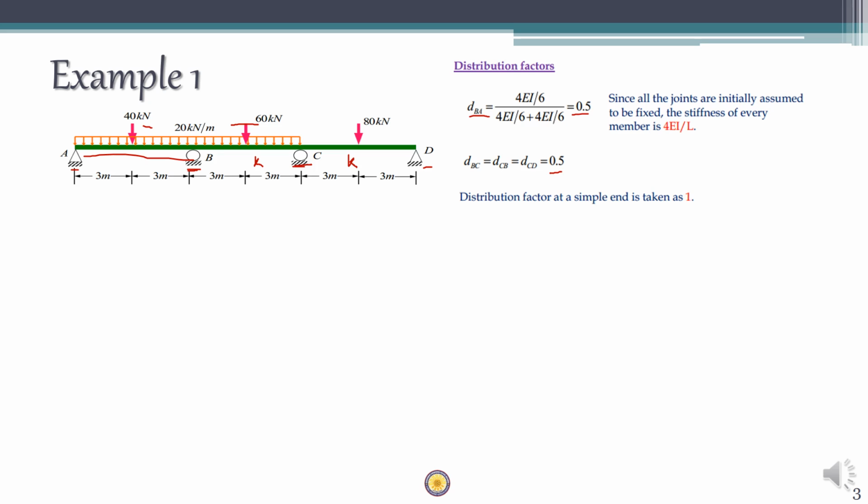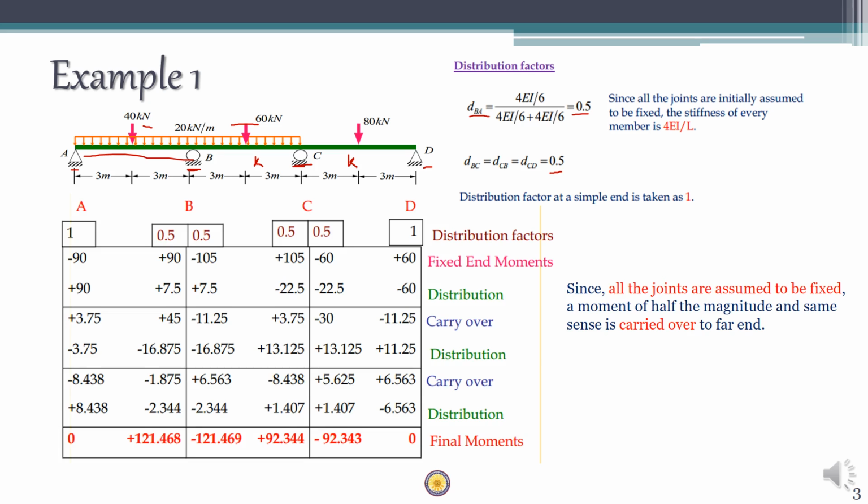Okay. So next step, what you have to do is you have to draw the moment distribution table. Wherein you write all the joints at the top, A, B, C, D. Each joint will be having two columns on either side. For the end joints, we will have only one column. Right? For A and D, we have only one column. For interior joints, we will have two columns because there are two members meeting at those joints.